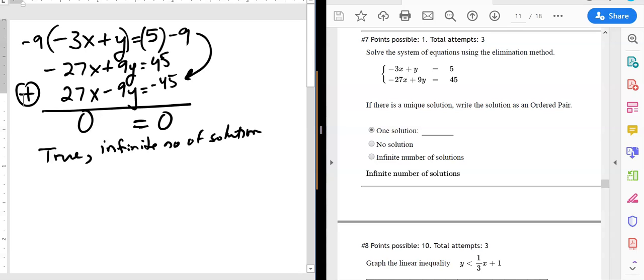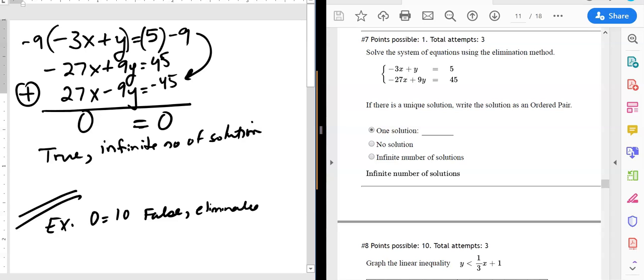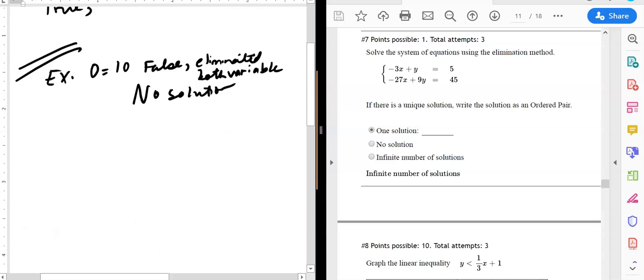Now, if you combine your two equations, a little side note here, and you end up with a false statement and no variable, so for example, you end up with 0 is equal to 10. This is false. If you end up with a false statement and you have eliminated both variables, in other words, you don't have one anymore, then this will be no solution. We know that there are 3 different cases on systems.